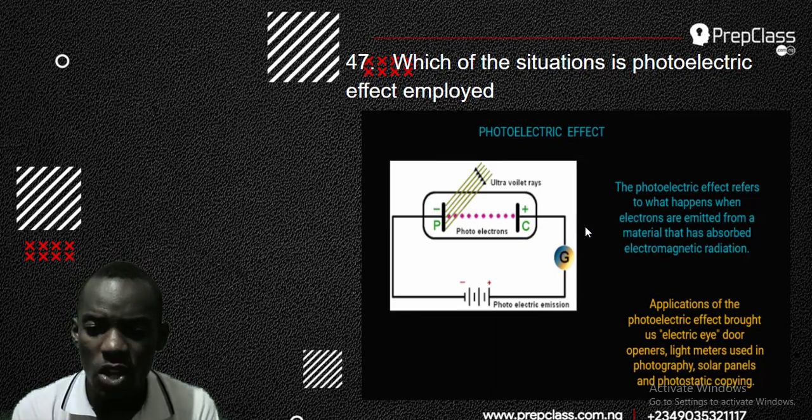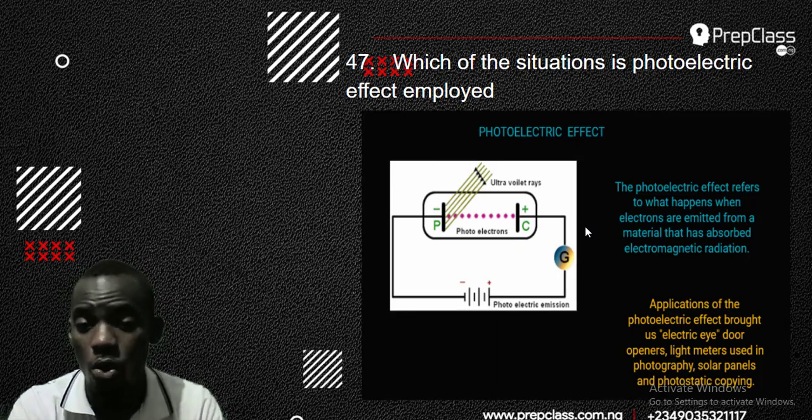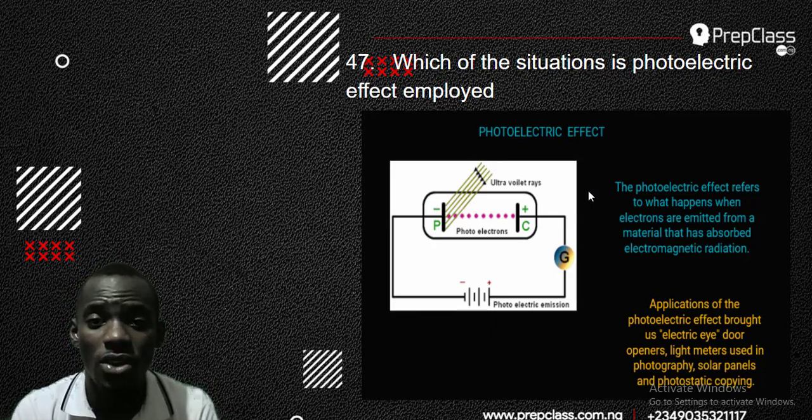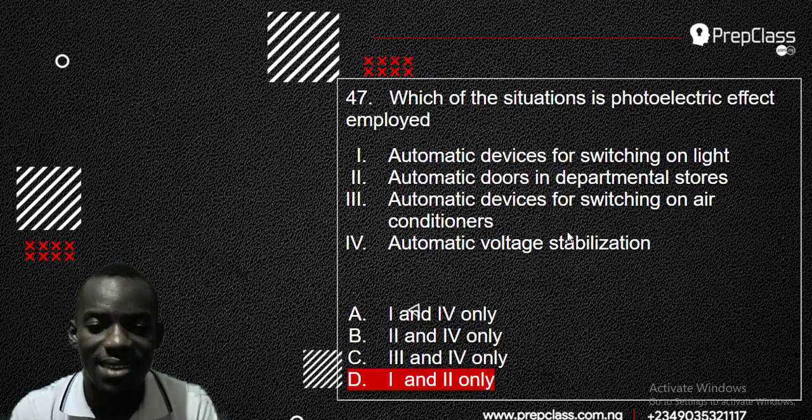Its application is that it can be used for electric panels to open doors and so on and so forth. So those are the applications. And that is simply my answer. My answer is options 1 and 2.